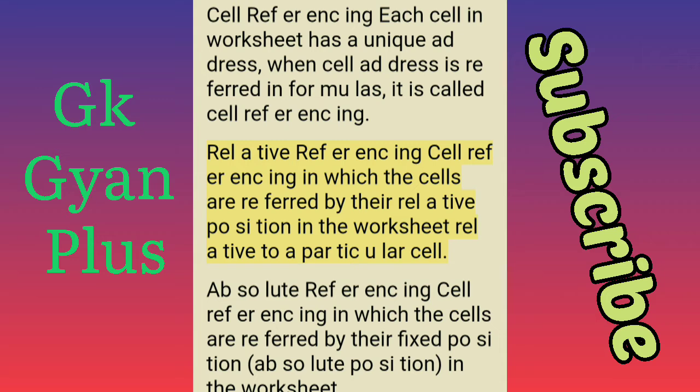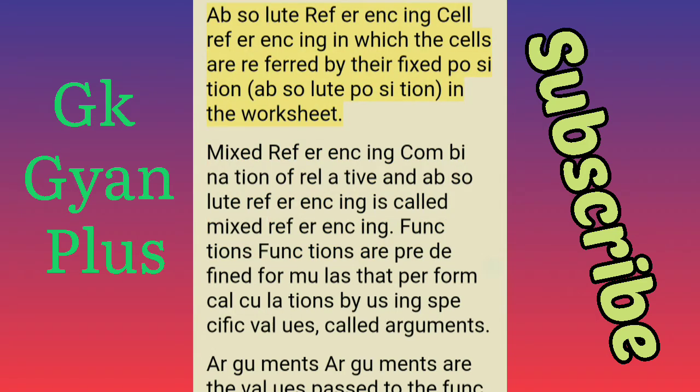Relative referencing: cell referencing in which the cells are referred to by their position in the worksheet relative to a particular cell. Absolute referencing: cell referencing in which the cells are referred to by their fixed, absolute position in the worksheet.